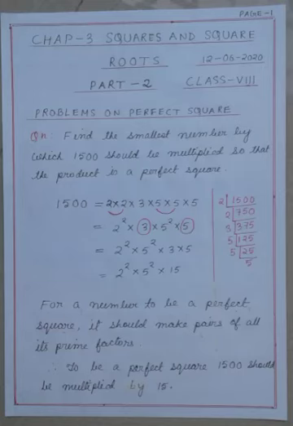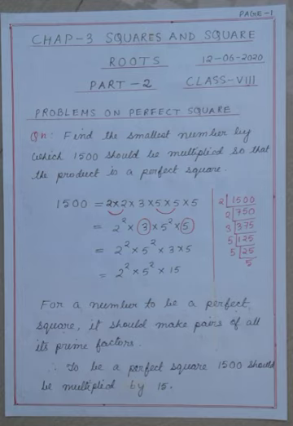This is Part 2 of Chapter 3, Squares and Square Roots. We shall begin with some problem solving on perfect squares. Question number 1. Find the smallest number by which 1500 should be multiplied so that the product is a perfect square. So, we have to find the number by which, if we multiply 1500, it will become a perfect square.